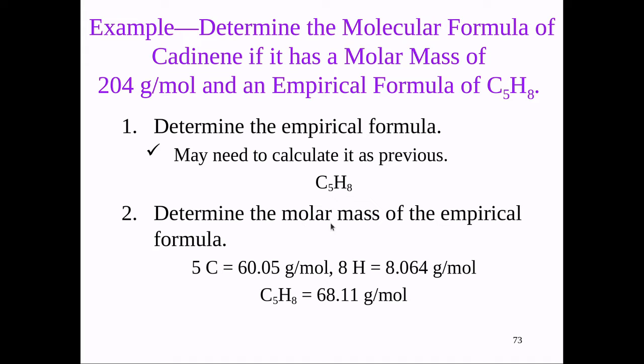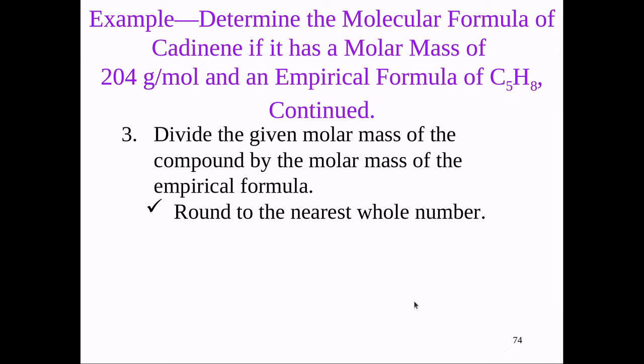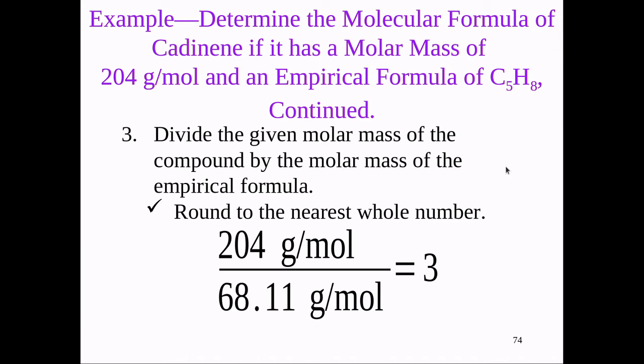The next thing we need to do is determine the molar mass of the empirical formula. So we have 5 carbons and 8 hydrogens. So altogether, we're going to get a molar mass of 68.11 grams per mole. The next thing we need to do is follow our formula. So we'll divide the given molar mass of the compound, this 204 grams per mole, by the molar mass of the empirical formula that we just calculated. When we do that, it's not going to work out perfectly to 3, but it's really close. And so we'll take this as the factor that we need to multiply by.